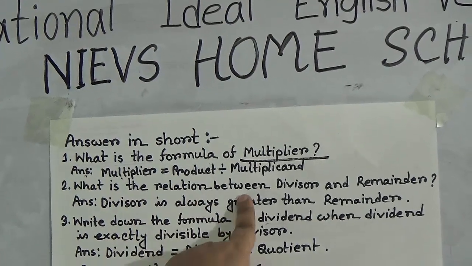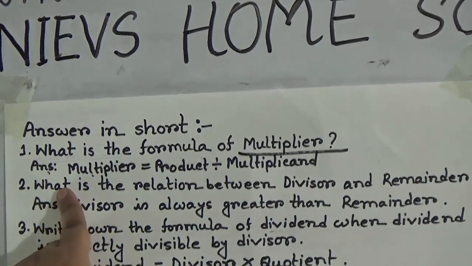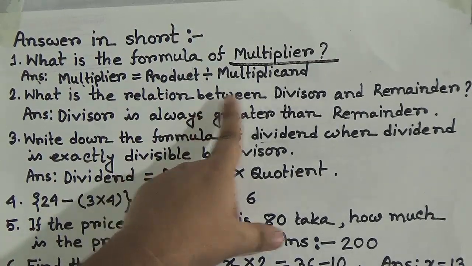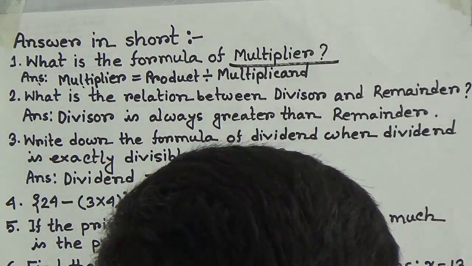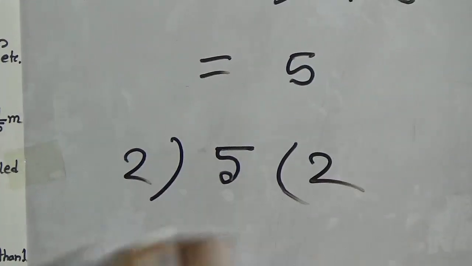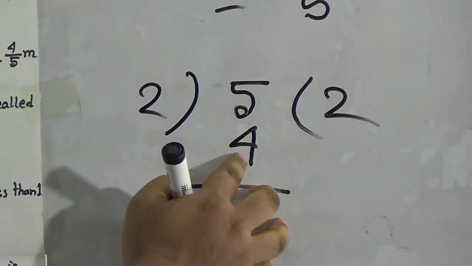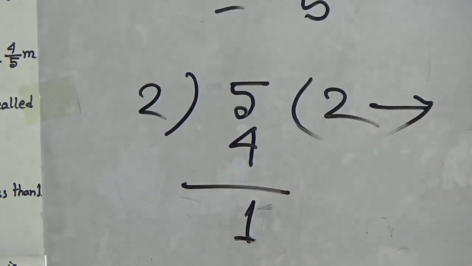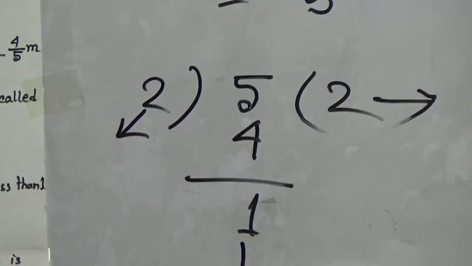Okay. Our next question is, what is the relation between divisor and remainder? Before starting to solve this short question, we need to know the process of division. Suppose we divide 5 by 2. In 5, 2 goes in 2 times. That means 2 2s are 4. Now we subtract this 4 from 5 and we get 1. This is called the quotient, this is called the divisor, and this is called the remainder.